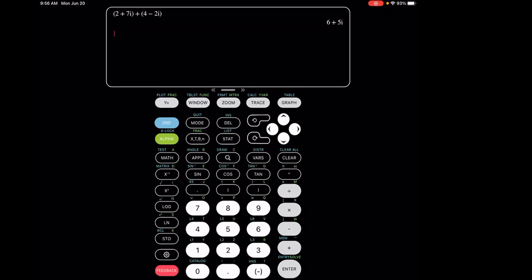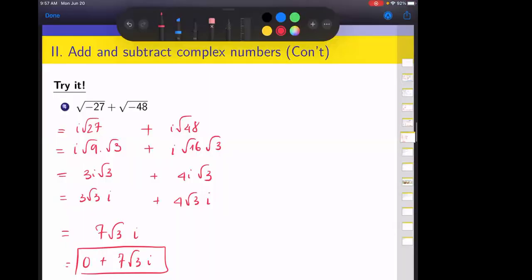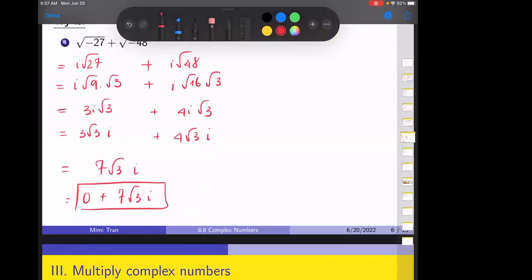Let's check number 4. Number 4. Maybe I can pull it up. No, I can't. Can you tell me what number 4? Thank you. Okay, it might not give you because it's irrational. But you can check, right? What did you have? You have 7 square root of 3.